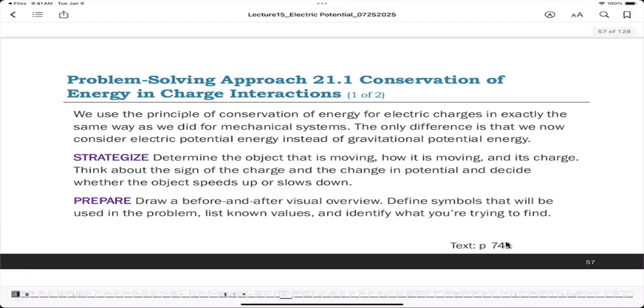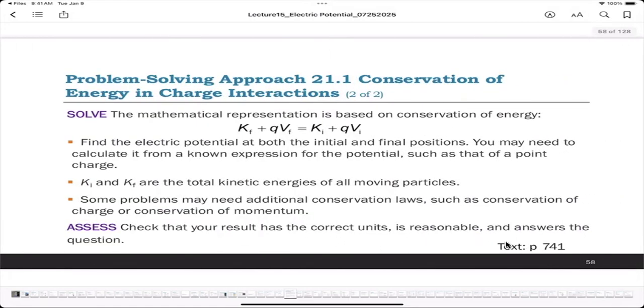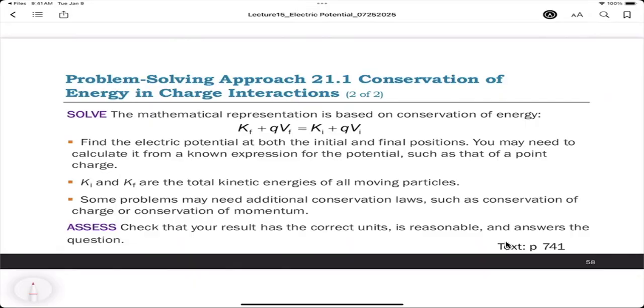Define symbols that will be used in the problem. List known values and identify what you are trying to find. These are the steps, and then you solve the problem. The mathematical representation is based on conservation of energy. We have already known that.